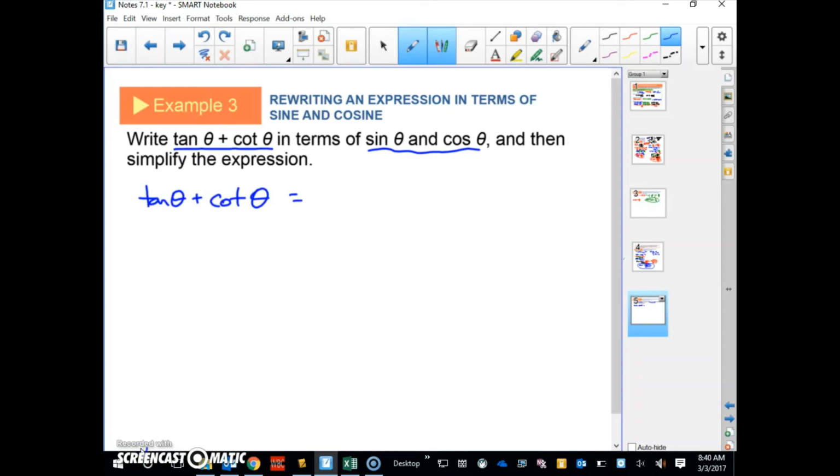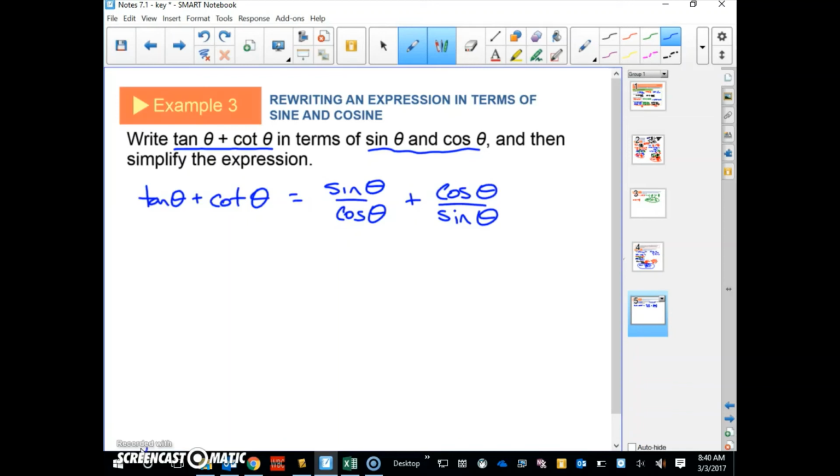Maybe you already have this memorized, but we know tangent theta is sine theta over cosine theta. So we should just be able to do sine theta over cosine theta plus, and then we know cotangent theta is cosine over sine. So cosine theta over sine theta. Make sure you put your theta in there. If you don't, it's wrong. So that seems to be what they're asking me to do. Write tangent theta plus cotangent theta in terms of sine theta and cosine theta. I did it. But what we haven't done yet is simplify the expression.